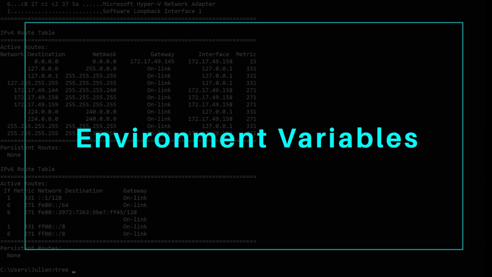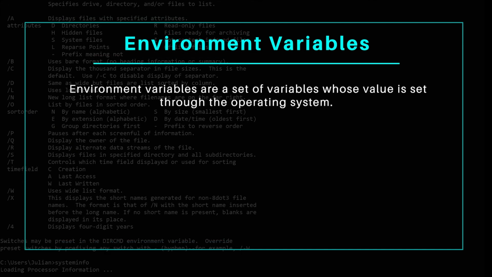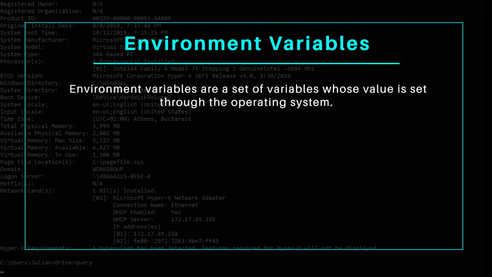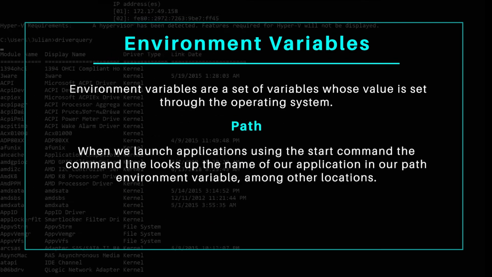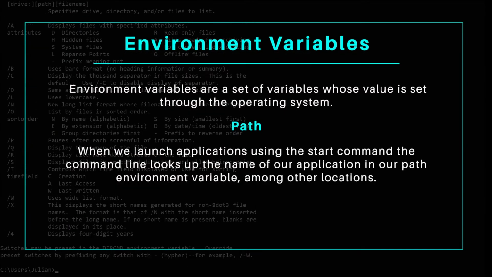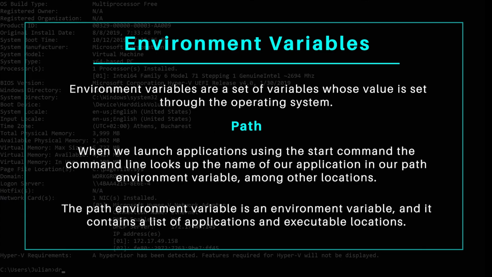Environment variables. Having to find the location of the executable every time you want to open it can get tedious. That's where environment variables come in. Environment variables are, as the name suggests, a set of variables whose value is set through the operating system. When we launch applications using the start command, the command line looks up the name of our application in our path environment variable, among other locations. The path environment variable contains a list of applications and executable locations.